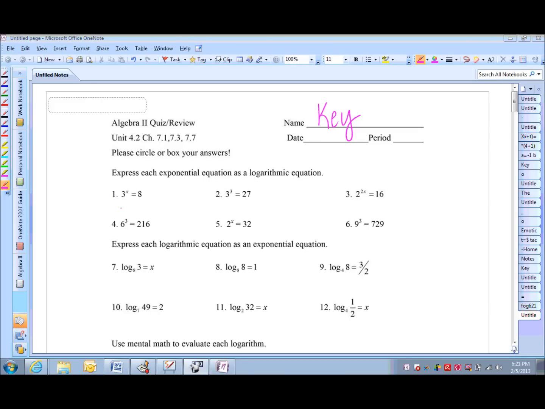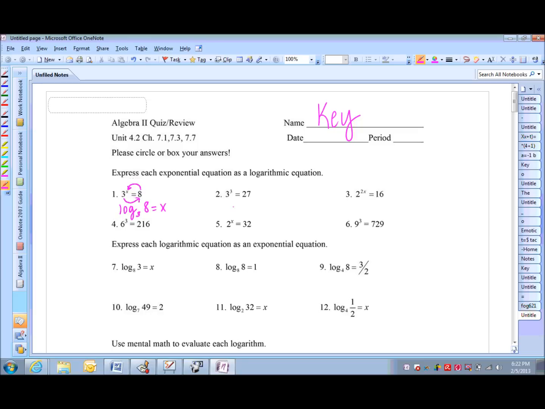The first set of directions ask us to express each exponential equation as a logarithmic equation. And the way we do that is doing something called the log roll. The way we log roll is we always start with our base, which in problem number 1 is 3. We pick up the 8 and then go from the 8 to the x. And we write our answer as log base 3 of 8 equals x.